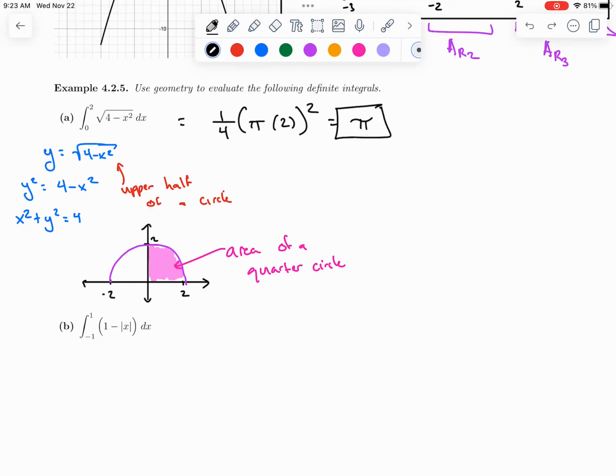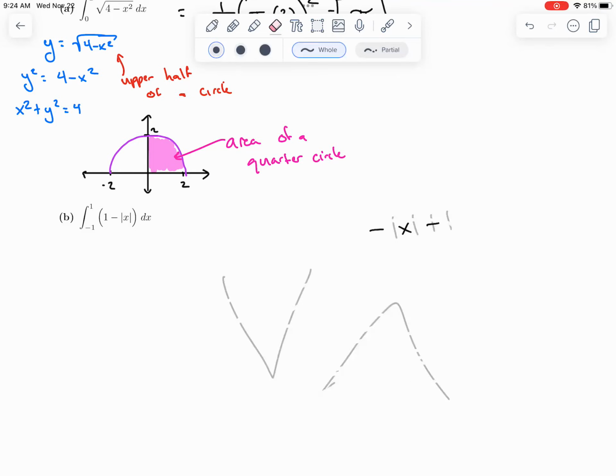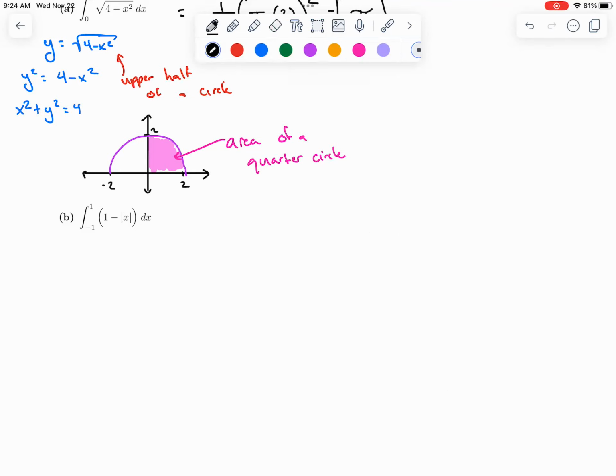This requires us to go back to our knowledge of linear transformations. So anybody remembers that? So absolute value of x, that's the V shape, right? But that's negative absolute value of x, so it's the upside down V. And then it's negative absolute value of x plus 1. So it's a reflected absolute value function that's been shifted up 1 unit. So what it actually ends up looking like is like this.